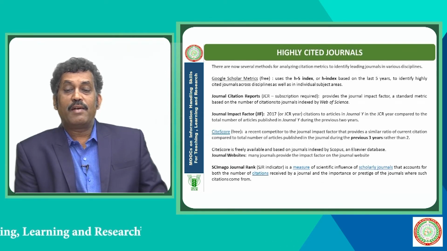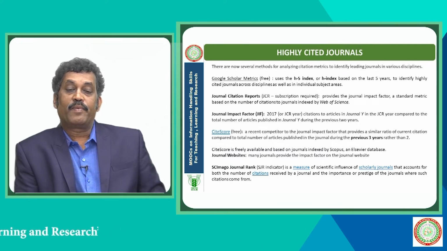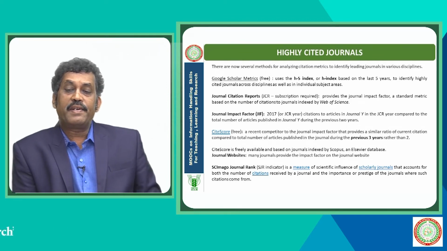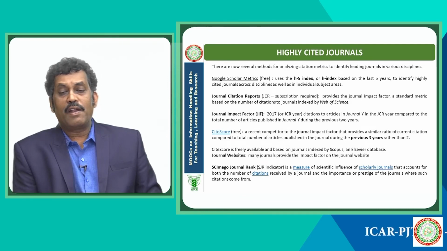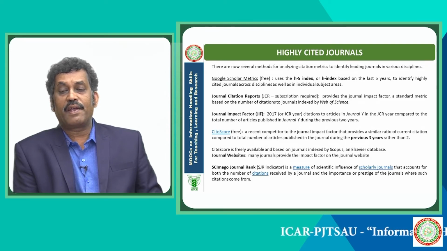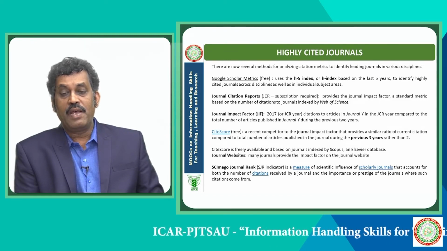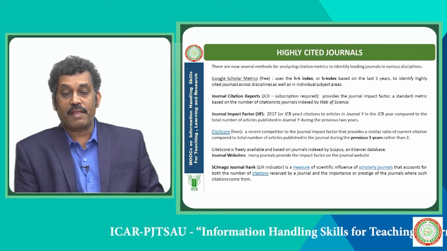Then we will see about the highly cited journals. There are now several methods for analyzing citation metrics to identify leading journals in various disciplines. For example, Google Scholar Metrics, a free service, uses the H5 index or H-index based on the last 5 years to identify highly cited journals across disciplines as well as in individual subject areas.